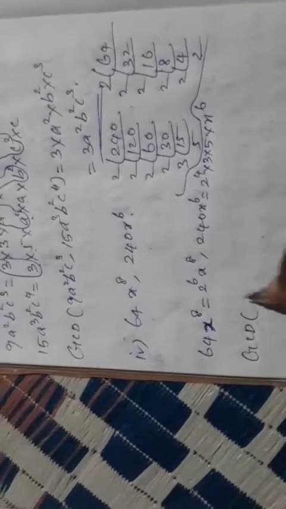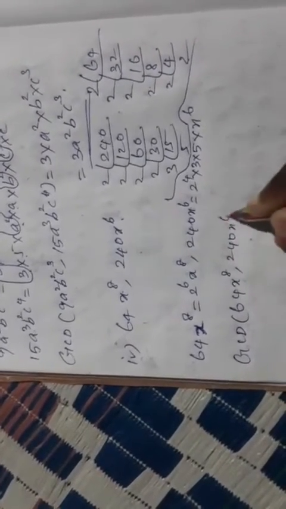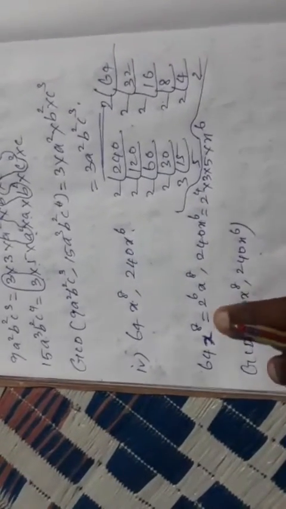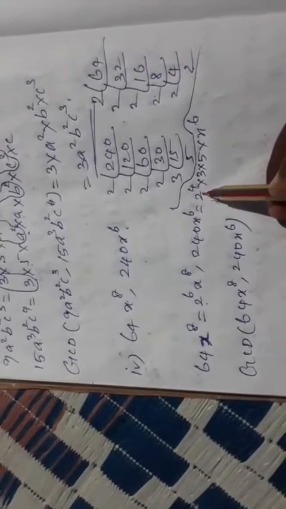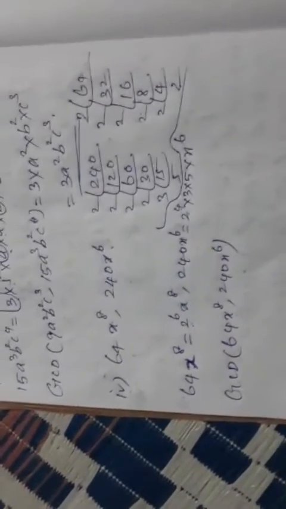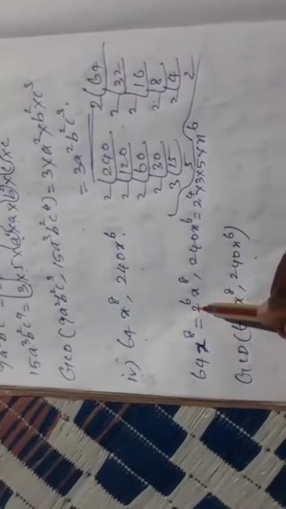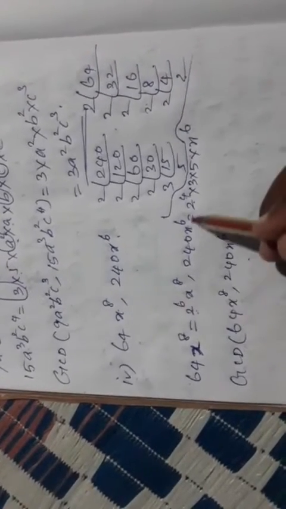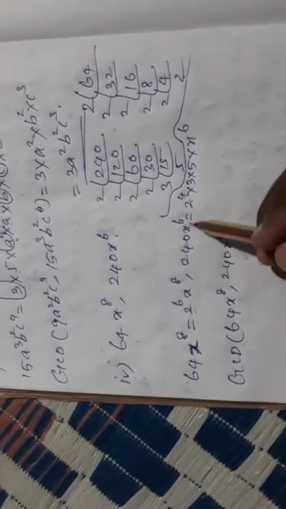So now see that, find the GCD of 64 x power 8 and 240 x power 6. Here, first see the constant numbers. What is the common numerical value? Here 2 power 6, here 2 power 4. What is the smallest? 2 power 4 is the smallest power, because 2 power 6 is the greatest, and 2 power 4 is also included in 2 power 6. So 2 power 4 is the common.